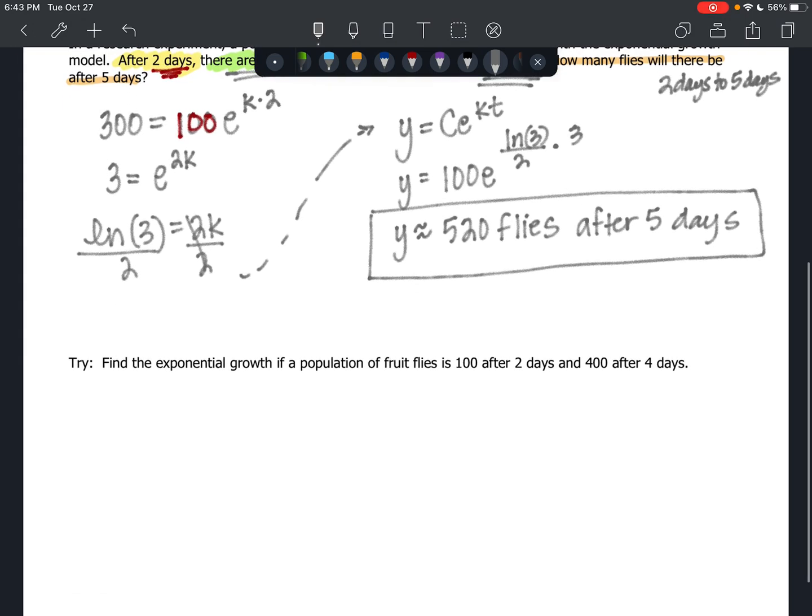Excellent. Find the exponential growth if a population of fruit flies is 100 after 2 days and 400 after 4 days. Go ahead and give this a try, and when you come back, I'm going to give you an answer. I think I need to add to the question. Find the exponential growth if a population of flies is 100 to 400 after 4 days. We want to find after 5 days again.